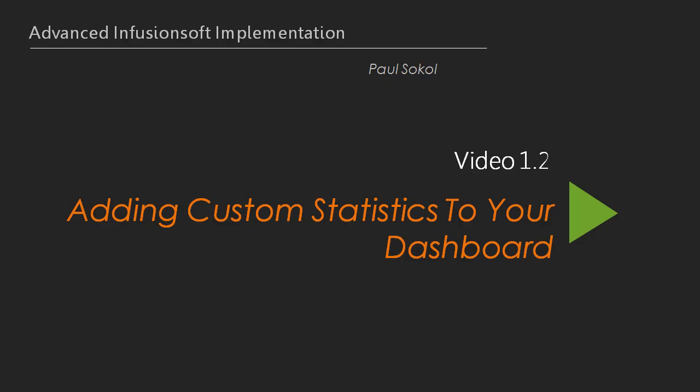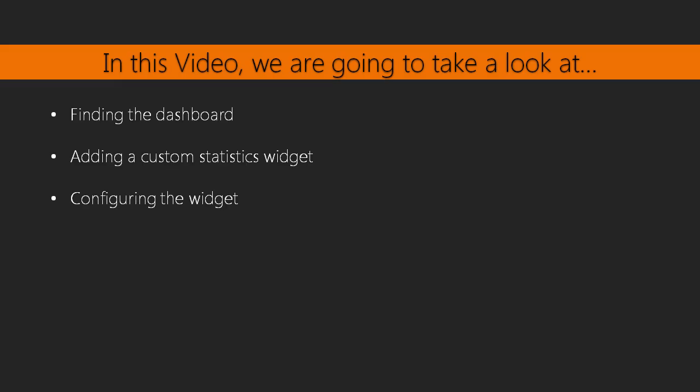So just like we did in the previous video, we're going to cover a specific example, and we're going to look at the process to create a custom statistic, but it's the same regardless of the search or report being used. So specifically in this video, we're going to find the dashboard, we're going to add the widget, and we're going to configure that widget to the same saved search that we created in the last video.